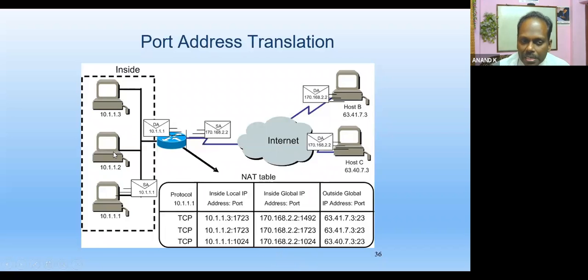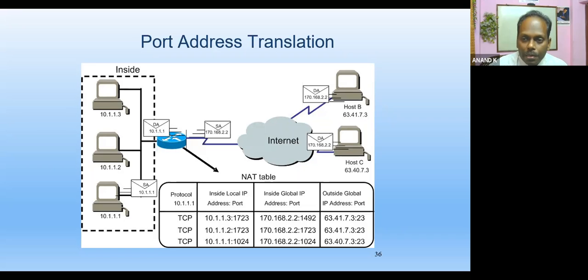Again, simultaneously, if 1.2 also comes, it will assign a different port. How many ports do you have in a system? 2 power 16, that is 65536 ports. Port means a platform in a railway station. You can have more platforms, and more trains can be accommodated. Same thing here also: you have about 65536 ports.